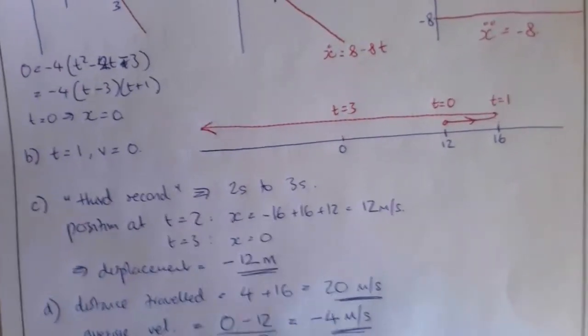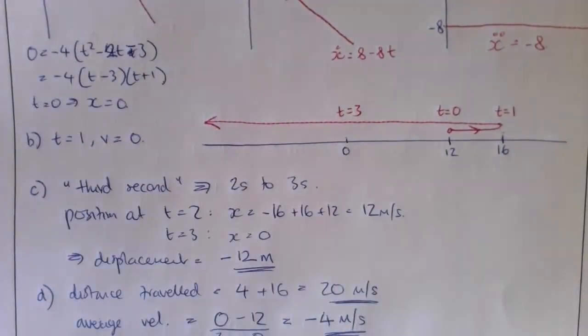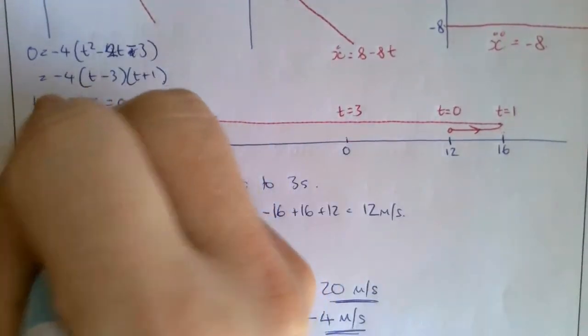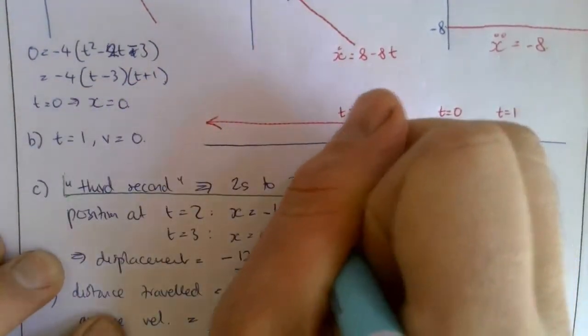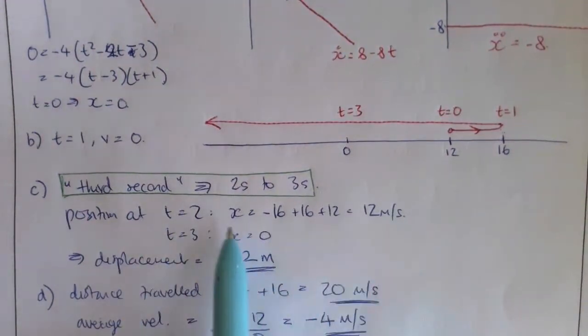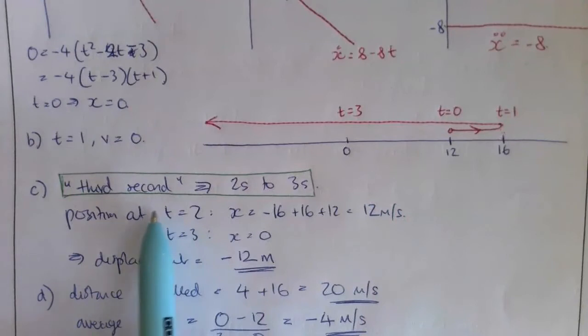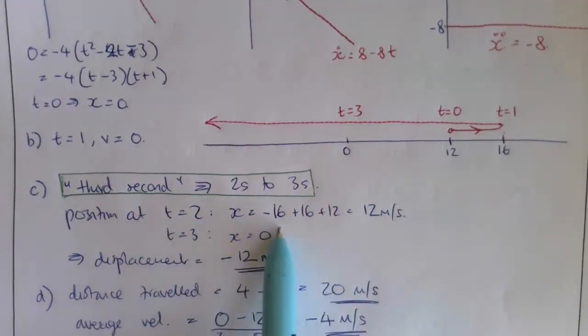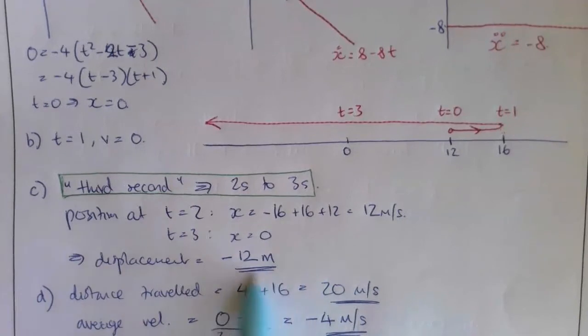In terms of part C, a little bit of language that's maybe unfamiliar. It says in the third second. Well, if you think about this a little bit, the first second goes from t equals 0 to t equals 1. The second second goes from t equals 1 to t equals 2, which means the third second must stretch from t equals 2 to t equals 3. And so to work out that displacement, I need to substitute in to work out the positions at those 2 points. When t equals 2, x equals 12. When t equals 3, x equals 0. So the displacement is minus 12 in that third second.